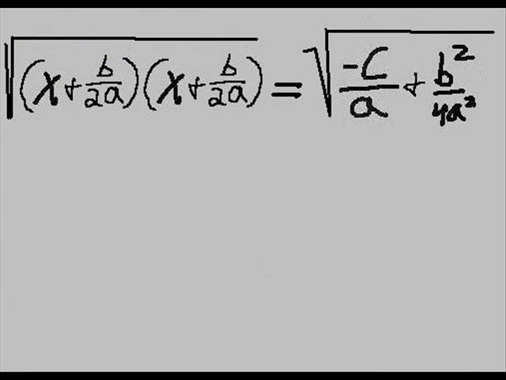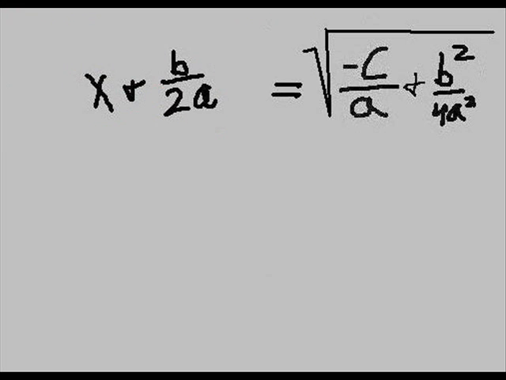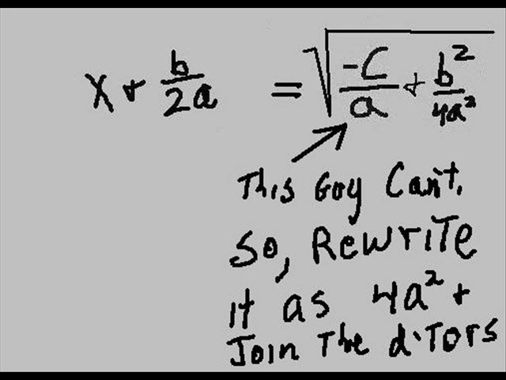Now we take the square root of both sides. And on the left-hand side, that comes out to x plus b over 2a. Take out the old stuff and replace it with the result. Looking over on the right-hand side of the equal sign, we see b squared over 4a squared. Well, the 4a squared equals 2 squared times a squared, and resultantly can be removed from the radical. But this guy, the a, can't be removed. So rewrite it as 4a squared. And then join the 2 like denominators.